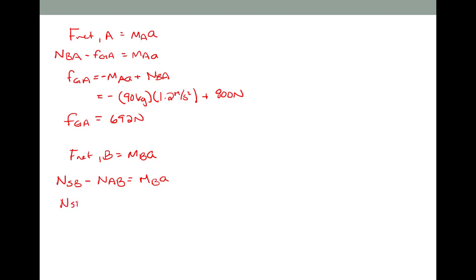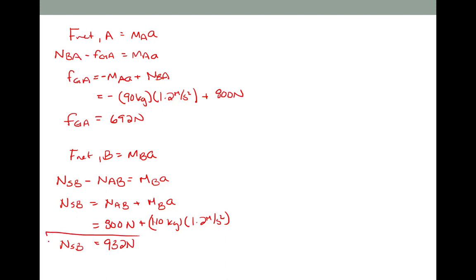So the normal from the sod on B is going to be equal to N_AB plus mass of B times a, which is 800 newtons plus 110 kilograms times 1.2 meters per second squared. And if you multiply and add, you get 932 newtons. And those are the two values that this problem is looking for.